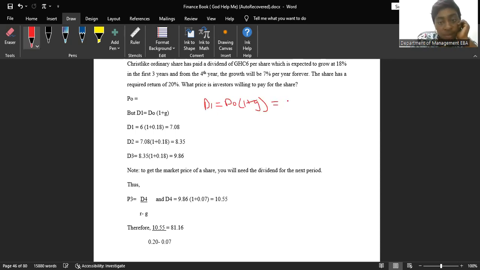So that is going to give us the first bracket, plus 1 plus 0.18. So what are we getting? We are getting 7.08.